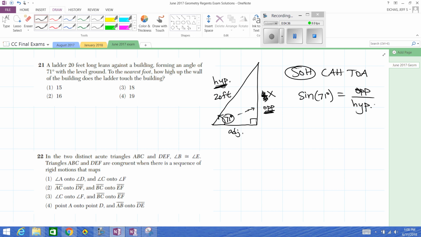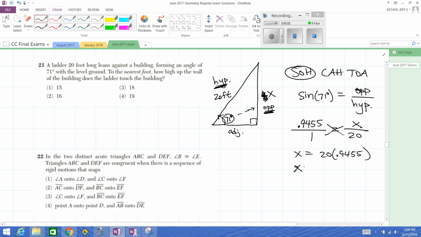So I type in sine of 71 in my calculator. It punches out 0.9455 and so on. That's what I can expect the opposite to hypotenuse ratio of sides to be. Now opposite, we don't know, but we know the hypotenuse is 20. Now we've got a proportion to solve. All right, this is just the mechanics that I teach. So x equals 20 times that. I get 18.91. So nearest foot, we round that to 19.